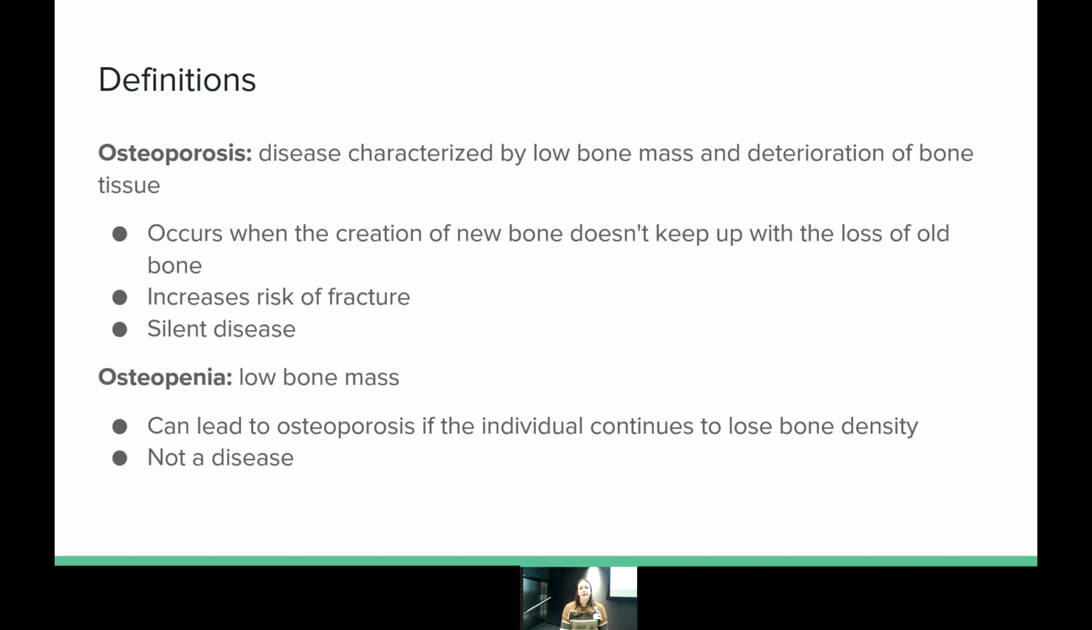Osteoporosis is a disease characterized by low bone mass and the deterioration of bone tissue. This occurs when the creation of new bone doesn't keep up with the loss of old bone. This increases somebody's risk of fracturing, and osteoporosis is what's called a silent disease, so it doesn't have specific symptoms that tell you that you have it, unless you have a fracture or pain that's related to that. Osteopenia is low bone mass. This is not a disease, but it can lead to osteoporosis if the individual continues to lose bone density.